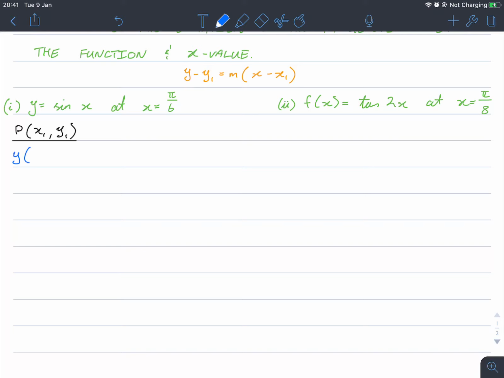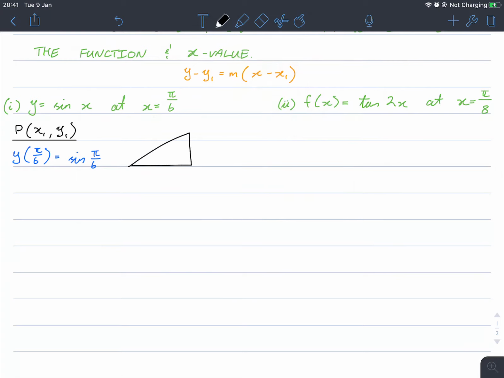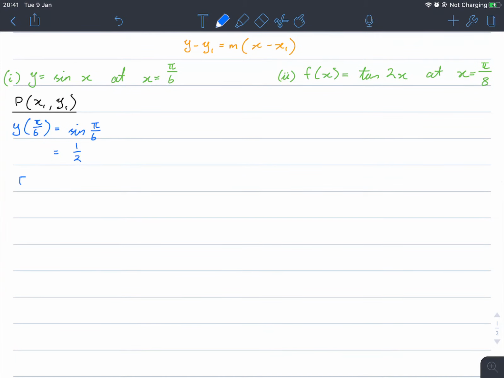So let's substitute pi on 6 into sine x. Well, pi on 6, in case we've forgotten, is sine 30. It's going to be 1 on 2. Sine 30 is opposite over hypotenuse. So sine pi on 6 is actually just half. So the point that we're using is going to be pi on 6, half. We're almost there. Now we need the gradient.